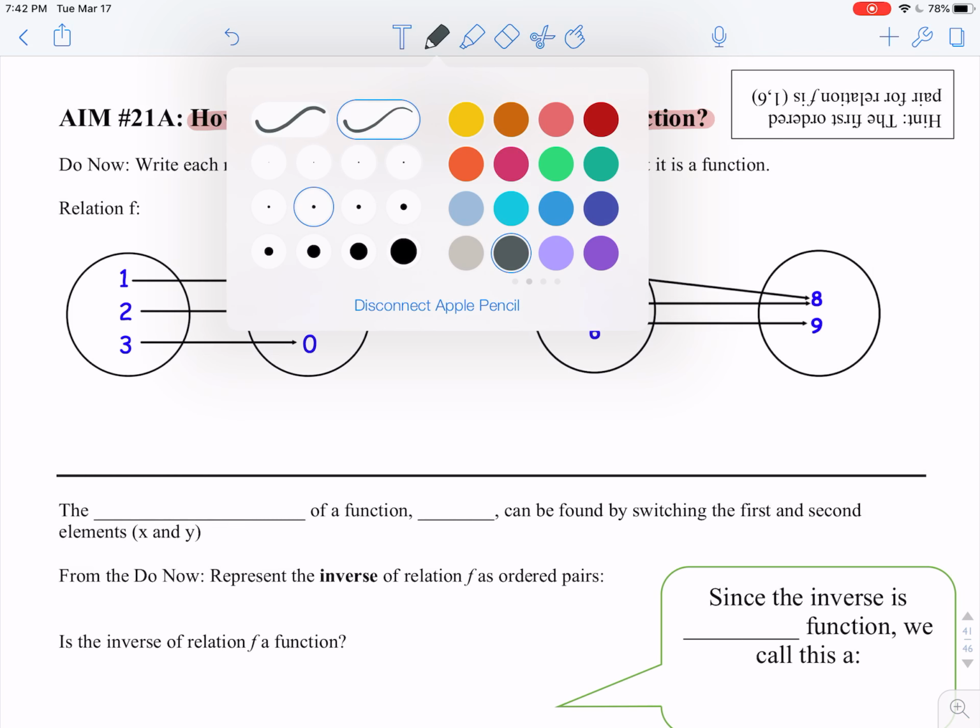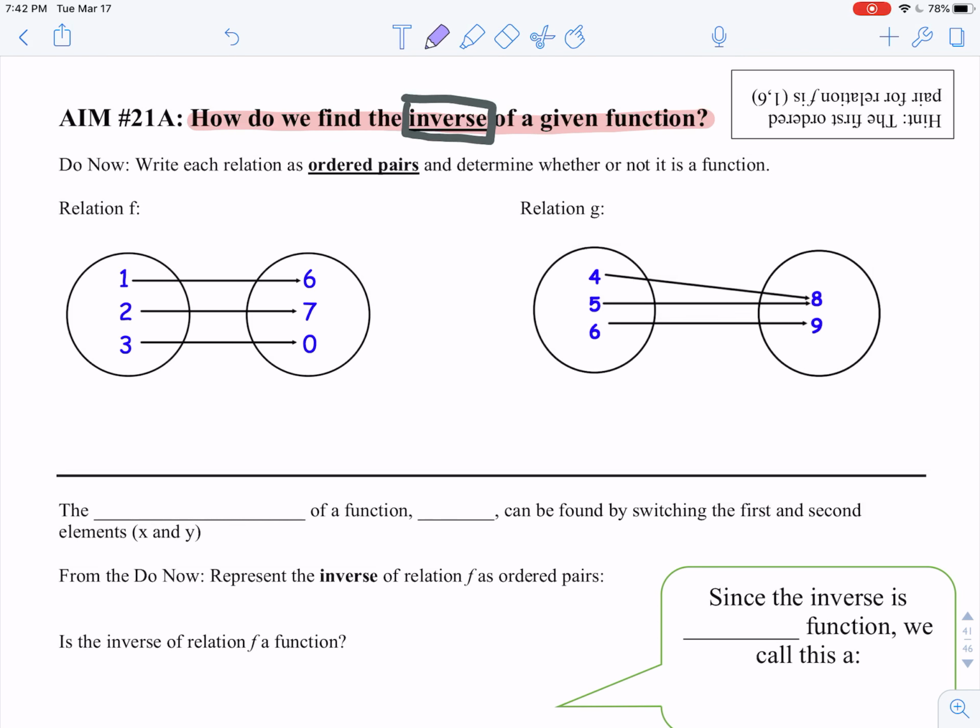Otherwise, let's get started. Color of the day, let's do purple. Write each relation as ordered pairs and determine whether or not it is a function. So remember, ordered pairs are just coordinate pairs. So for relation f, I have (1, 6), (2, 7), and (3, 0). Here are my ordered pairs, and this is definitely a function. I know this is a function because none of my x values repeat. Right? They're all different.